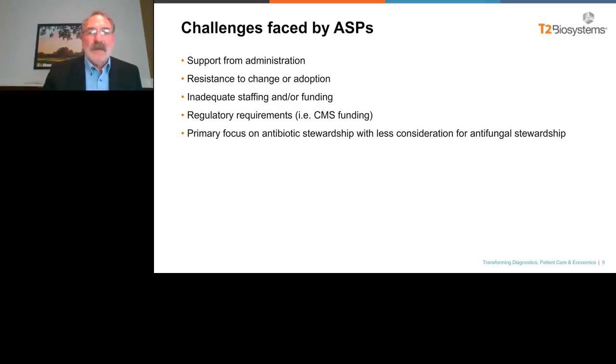Inadequate staffing and funding goes right back to administration, and unfortunately we see too many antimicrobial stewardship programs that are understaffed, and so they might fulfill the letter of the law, but they're not nearly staffed well enough to be as effective as they might. We have to be cognizant of regulatory requirements such as CMS funding in administering these programs, and the primary focus on antimicrobial stewardship has to be first on antibiotics, and then there also has to be consideration for antifungal stewardship.